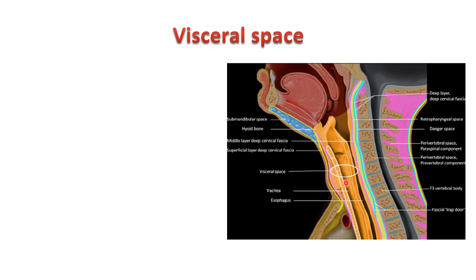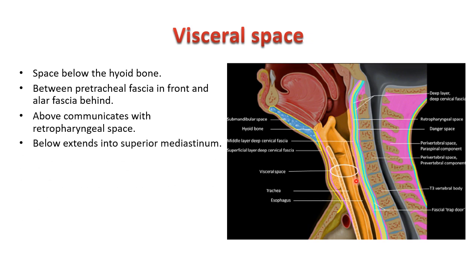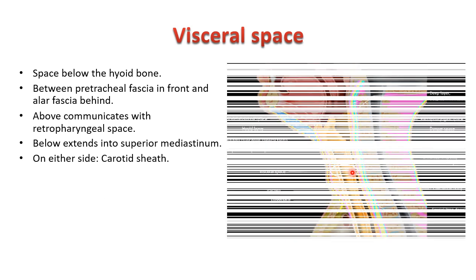Visceral space, which is seen in front limited by the pretracheal fascia and posteriorly the prevertebral fascia. So this space contains your viscera, mainly your thyroid and parathyroid gland, trachea and esophagus. So that is why it is called the visceral space or visceral compartment. So this communicates with the retropharyngeal space above, okay, and below extends into the superior mediastinum.